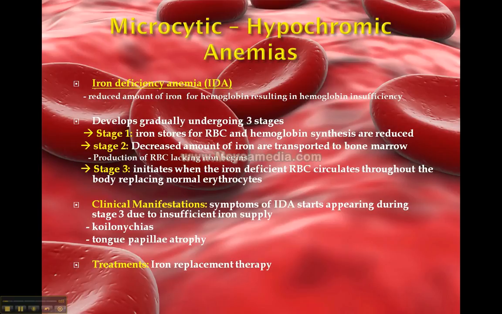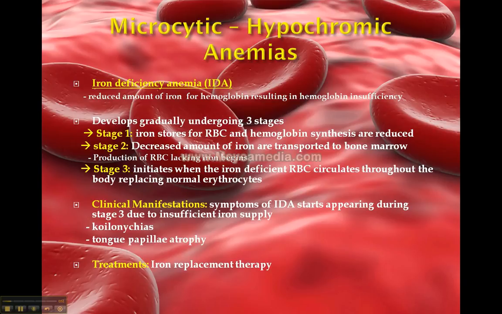Then we have microcytic hypochromic anemias. There are three subtypes. The first one is iron deficiency anemia. Reduced amount of iron for hemoglobin resulting in hemoglobin insufficiency is known as iron deficiency anemia. It develops gradually, undergoing three stages.